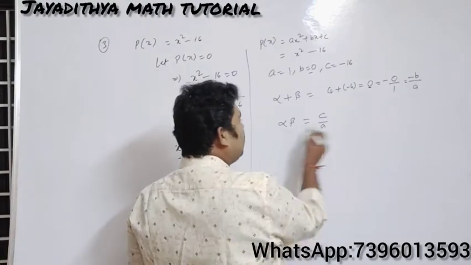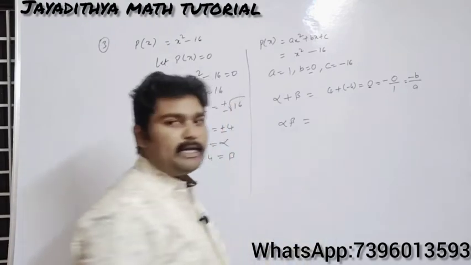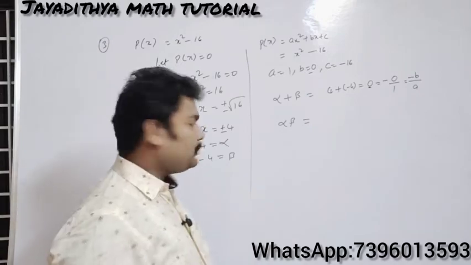And now you should show alpha beta is equal to c by a. Alpha beta is equal to how much? C by a you need to show here. What is alpha?